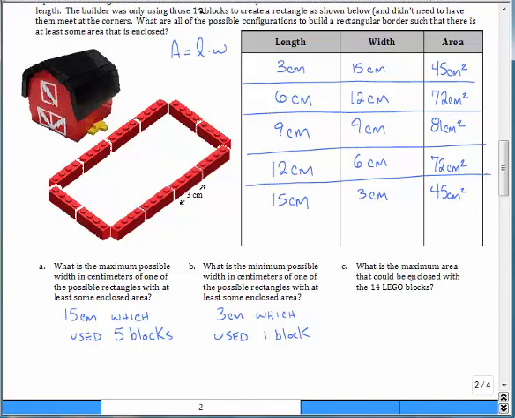All right, what is the maximum area that could be enclosed with the 12 Lego blocks? And if you look here, now we're looking for just the maximum outcome. In this case, it was 81 square centimeters.